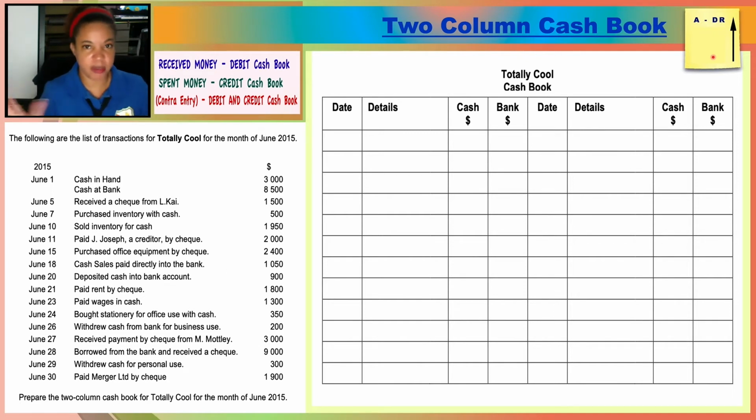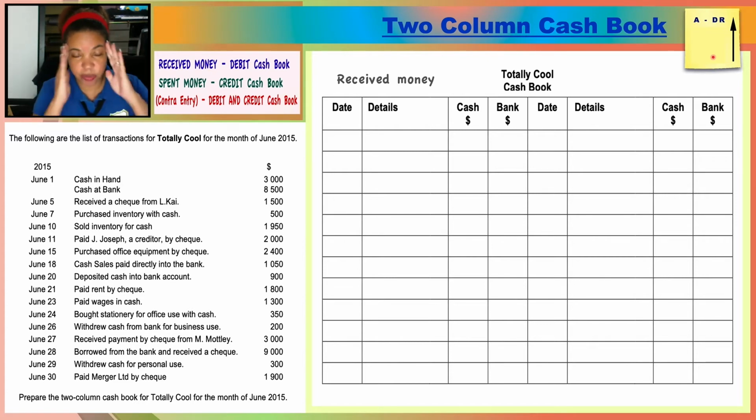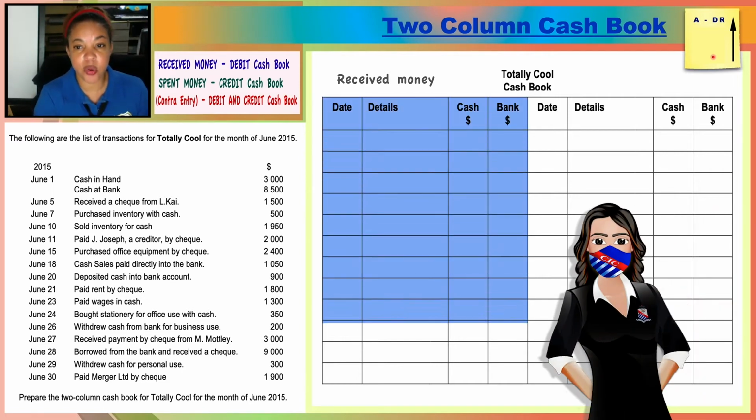You have to manage your time, and you also have to manage your stress levels. Some of us might get a little worked up because we're doing things within a time. Putting these little notes helps, in that you don't have to think about everything, you can just glance. So in pencil, you can erase it afterwards. Over the debit side, received money. So Totally Cool is this business, so we focus on Totally Cool's perspective.